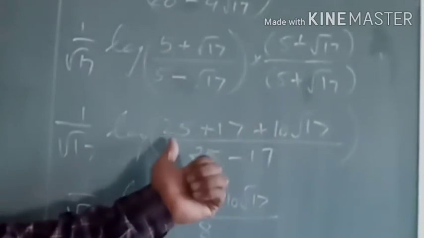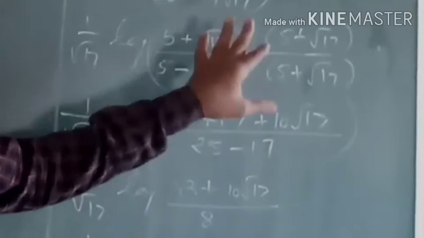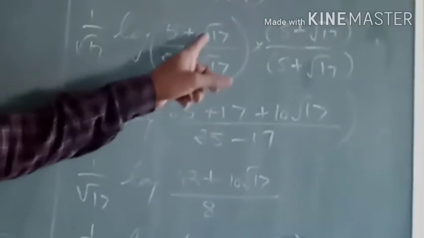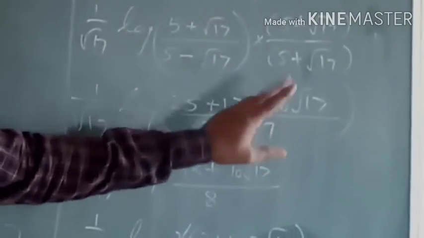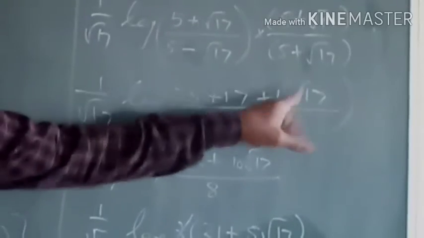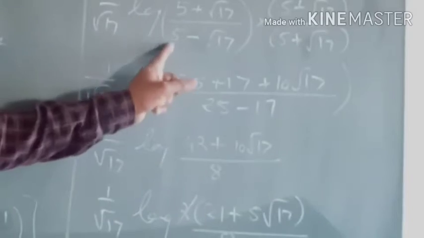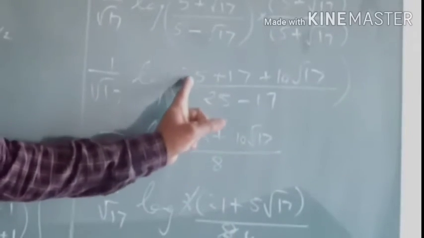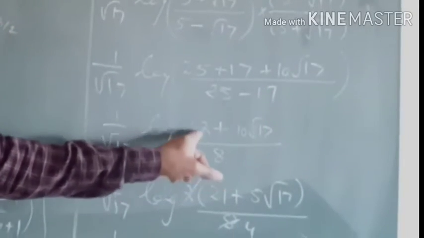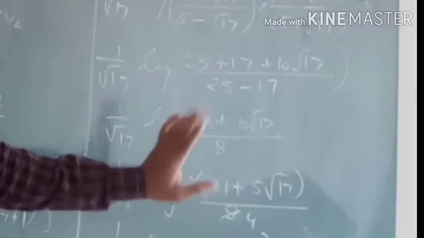So 5 into 5 is 25. Sorry, it is (a plus b) whole square, so a square is 25, b square is 17, plus 2ab, so 2 into 5 is 10 and root 17. And in the denominator a square minus b square, so 25 minus 17, 25 plus 17 that is 42, and this is 10 root 17 as it is.